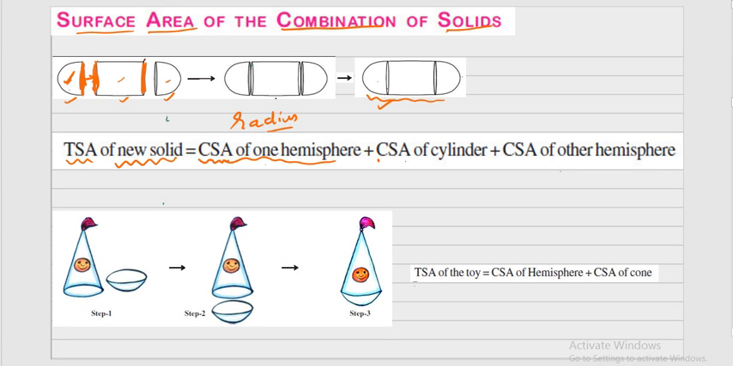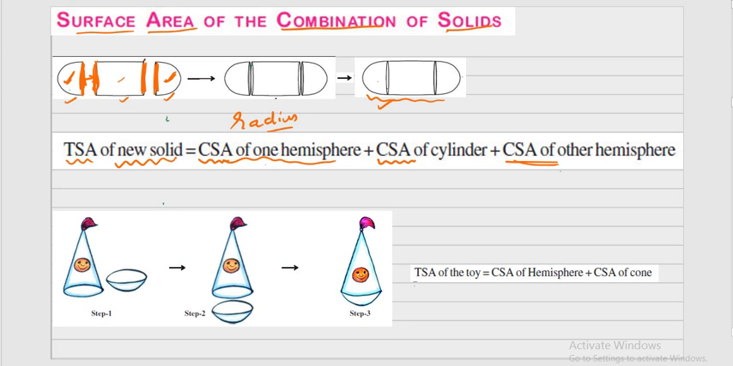That's why we are going to consider only CSA of the cylinder. Next, at the other end, we are again going to have one more hemisphere. So for that also the same situation. The base we cannot see, so that's why we are considering only the CSA of that hemisphere, right?